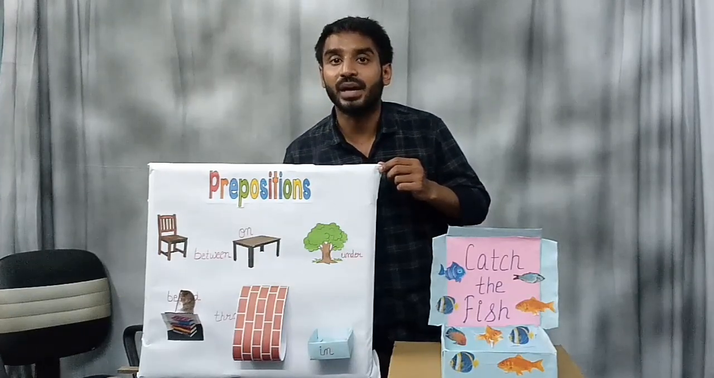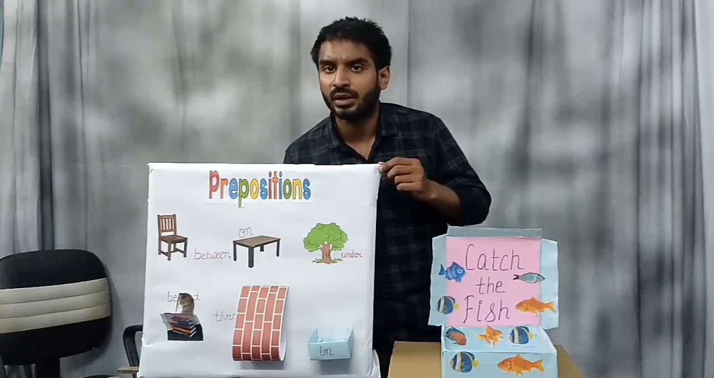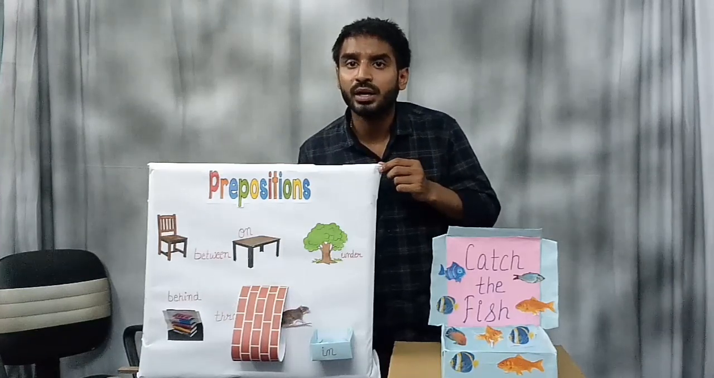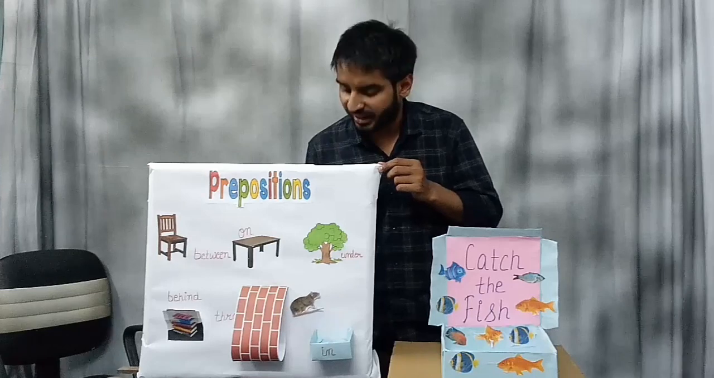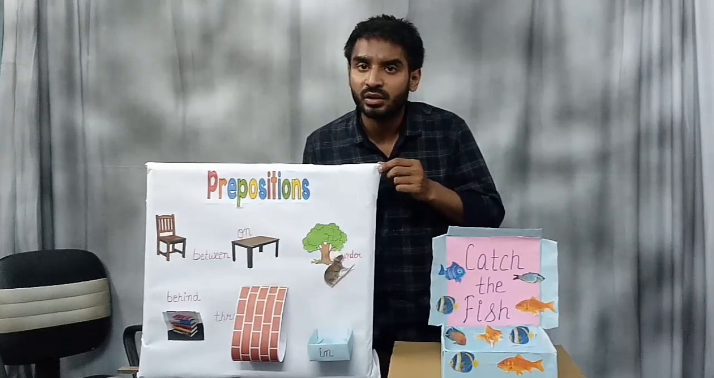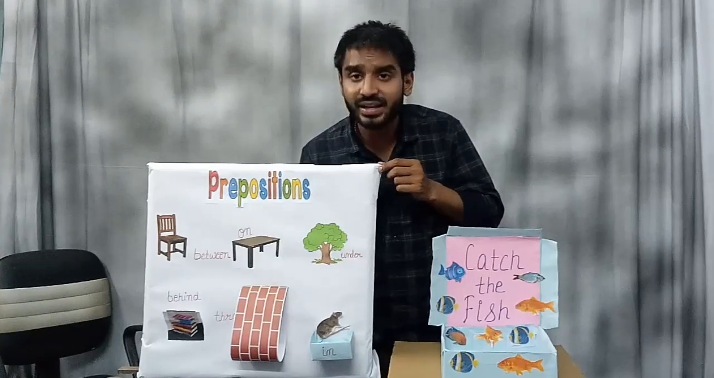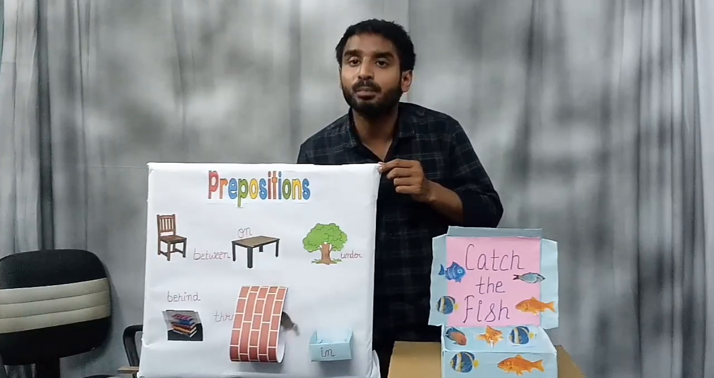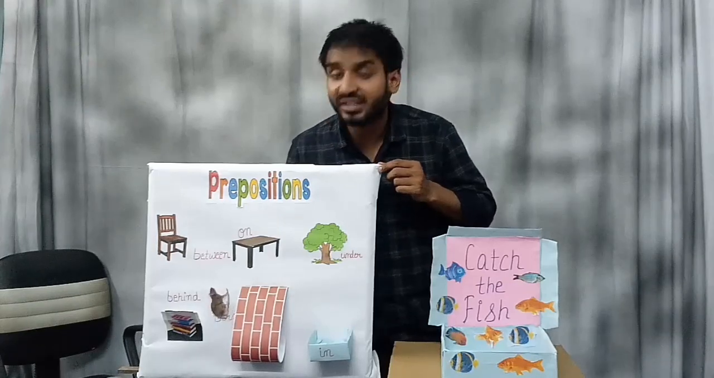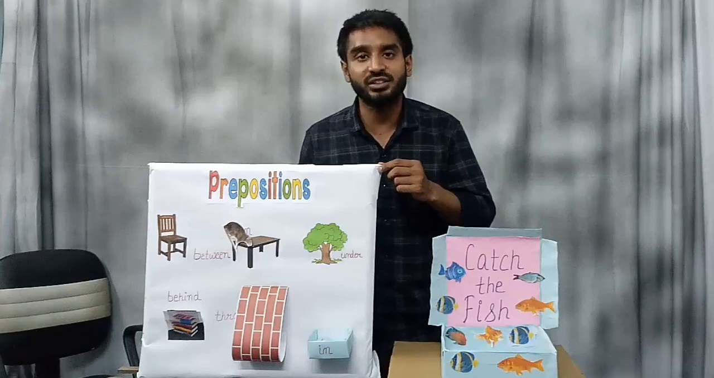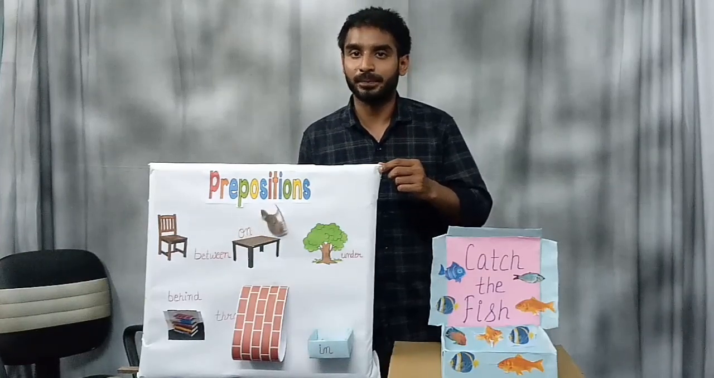The rat is behind the books. Now where is the rat? The rat is passing through the tunnel. Okay, where is the rat? The rat is under the tree. Where is the rat? The rat is in the box. So in this way, I'll keep moving this rat and keep asking the students, where is the rat? And I feel like students will take interest and they like this activity.